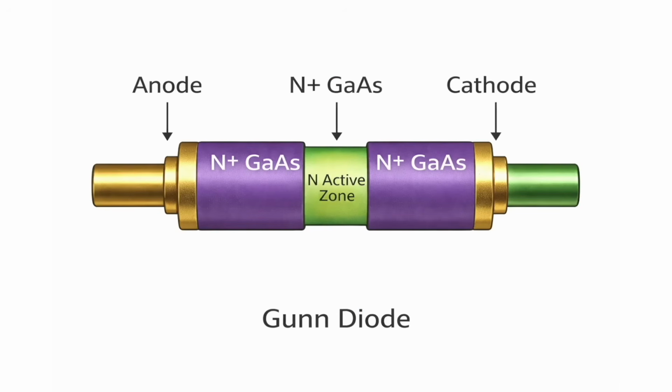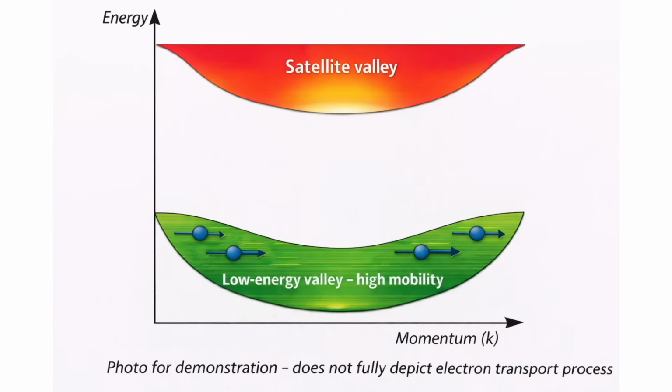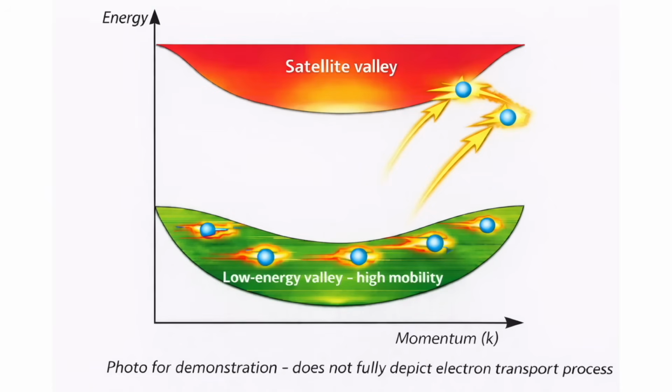When we apply a small voltage to the diode, all the electrons are in the lower valley and behave normally. But as soon as the field strength reaches its peak, about 3 kilovolts per centimeter, the electrons gain more energy and essentially heat up. It's like adrenaline, but for electrons. This energy becomes enough for them to transition into the side valley through intervalley scattering.